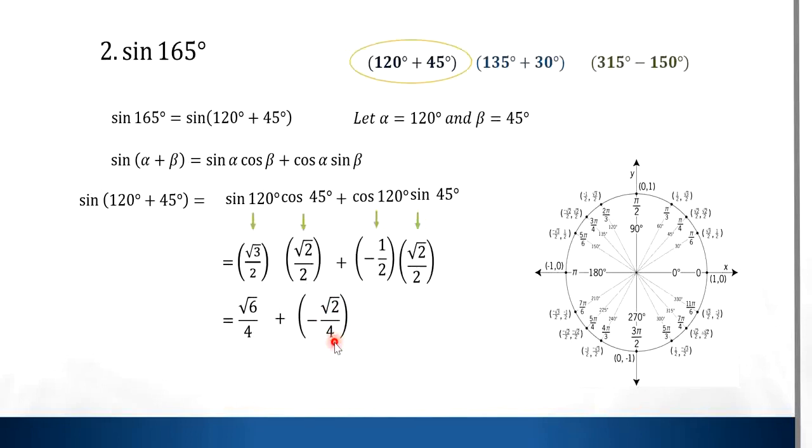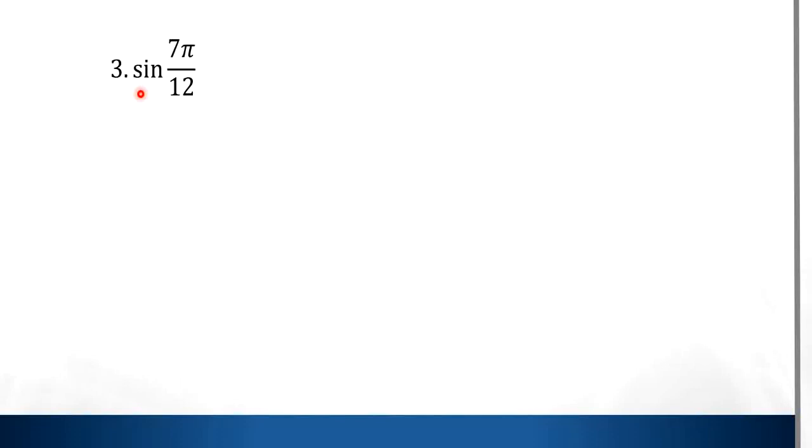So, this time, let's simplify. This one is a similar fraction. So, let's add the numerators and simply copy the same denominator, which is 4. So, the exact value now for sine 165 is equal to square root of 6 minus square root of 2 all over 4. Number 3, find the exact value of sine 7 pi over 12. Again, 7 pi over 12 is not a special angle.